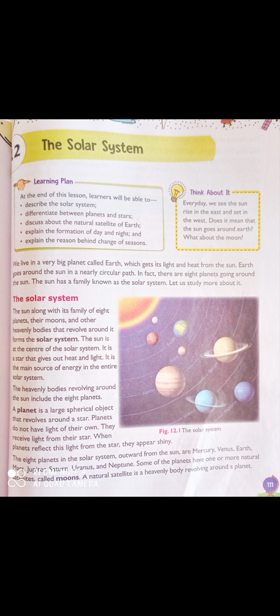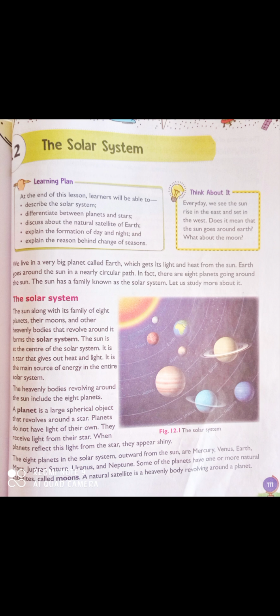What is a planet? A planet is a large spherical object that revolves around a star. It means that it revolves around the sun. Planets do not have light of their own. They receive light from their star, from the sun. And when these planets reflect the light from the sun, they appear shiny. The 8 planets in the solar system are Mercury, Venus, Earth, Mars, Jupiter, Saturn, Uranus and Neptune.